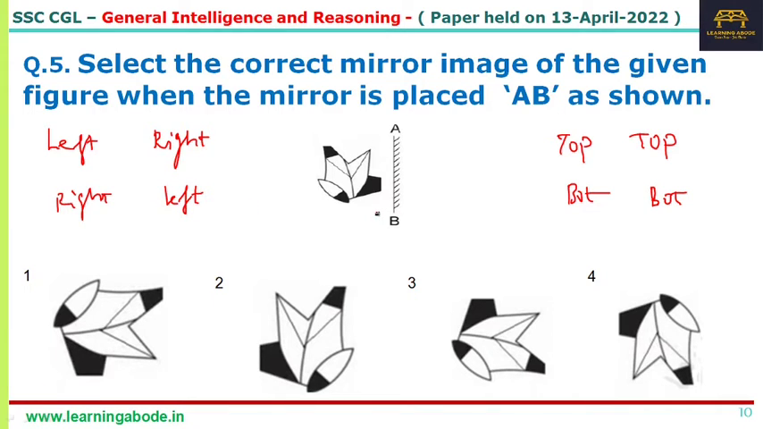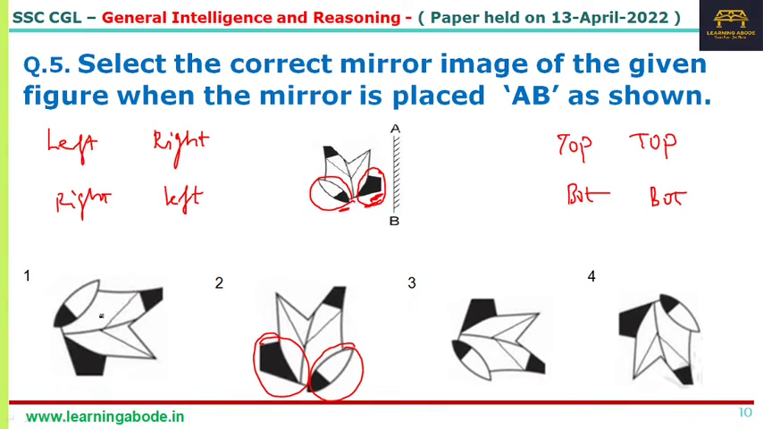Okay, now here you have a dark space on the top, a dark space on the left, and a dark space on the right. Now if you look at the images carefully, this dark spot, which is on our right, should come to the left in the mirror image. Only here that happens. And similarly, this on the left should come to the right. Now only here it is happening.